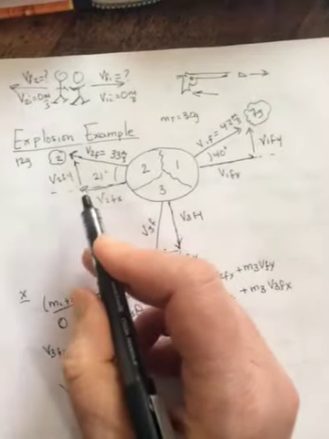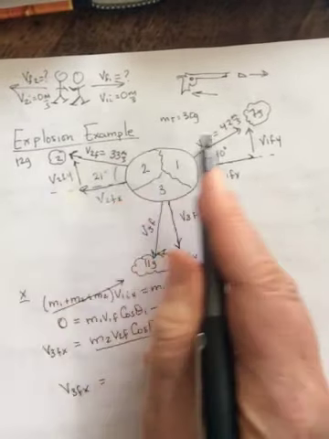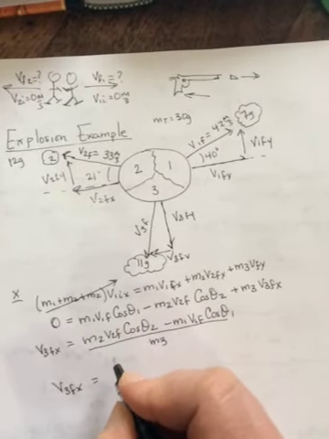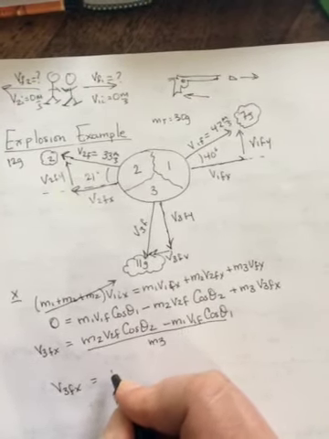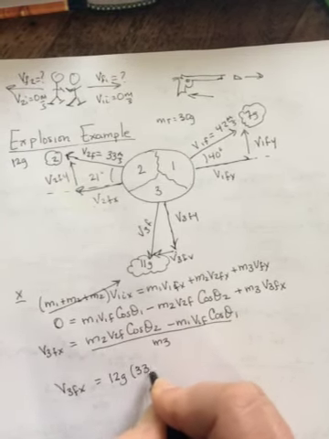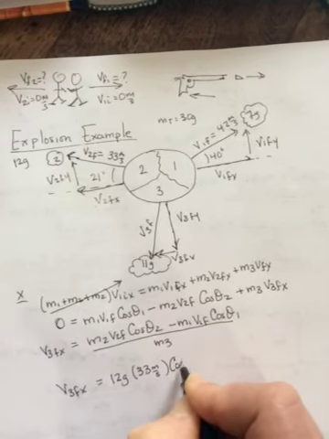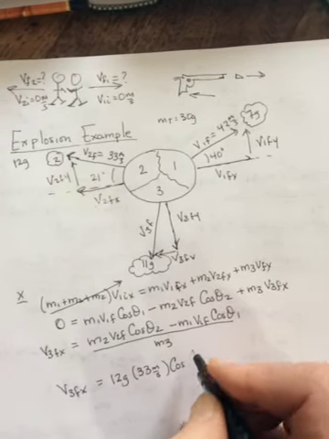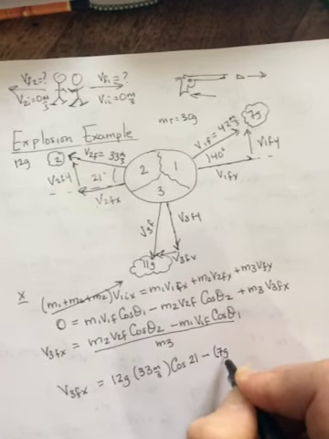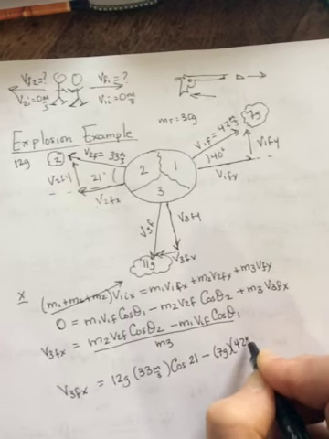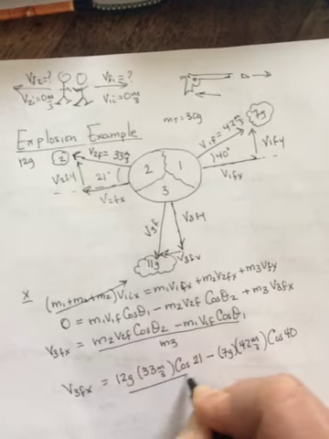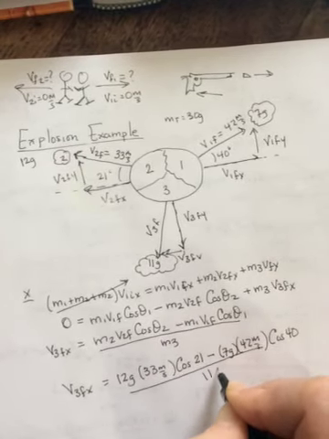Now, do I need to change my masses to kilograms? I could divide all these by 1,000, but I really don't need to because I'll get the same answer even if I don't. So M2 is 12 grams, V2F 33 meters per second, and the angle of 2 is 21 degrees, minus M1 7 grams, 42 meters per second, and the angle for 1 40 degrees, divided by 11 grams.